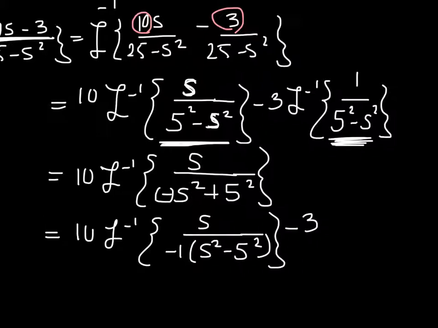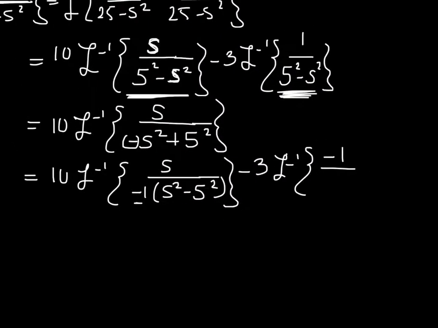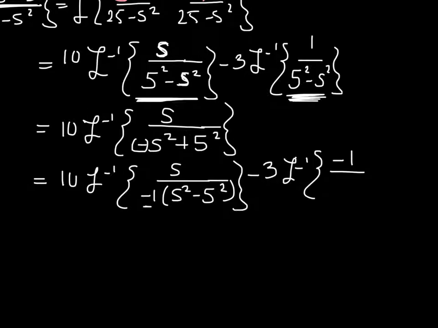I want my k first, so just to save some time, I'm going to factor out a negative 1, just like I did here, because it's the same expression. I have 5 squared minus s squared, 5 squared minus s squared, so we don't have to do the work twice. Let me move this over a little bit. And I have s squared minus 5 squared.